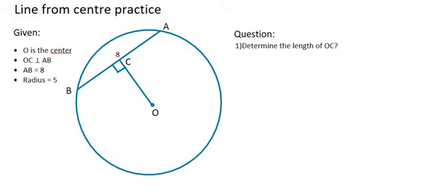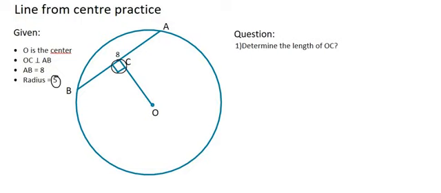So in this question, we are given that O is the center of the circle. They tell us that OC is perpendicular to AB, so we can see that there's a 90 degree angle over there. The length of AB is 8, and the radius of the circle is 5. Okay, so we can't see that on the diagram, but that's important. Question is, determine the length of OC.